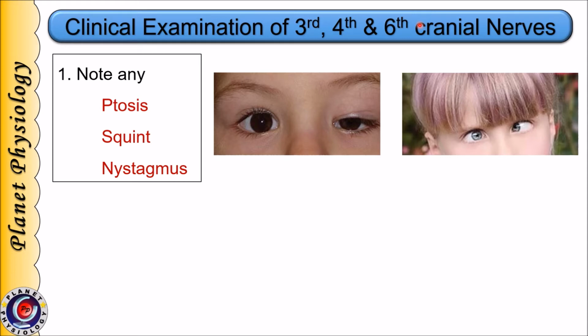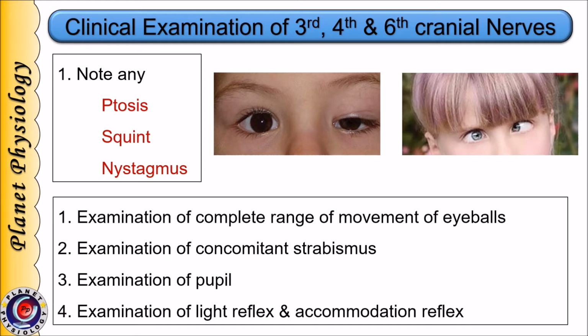While examining third, fourth and sixth cranial nerves, examine the complete range of movement of eyeballs. Then also examine for presence of concomitant squint or strabismus. Pupillary examination also has to be done and light and accommodation reflex should be elicited.